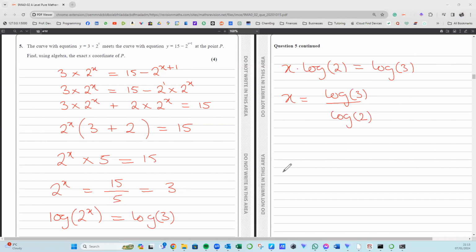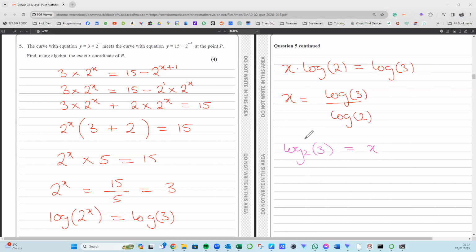Now you could have done a slightly different approach to this as well. You could have taken a log to the base 2. I just took a generic log. It doesn't really matter what the log base is as long as it's the same between the two. So what you could have done instead, and I think what's in the mark scheme for this particular question, is to say x is equal to log base 2 of 3.